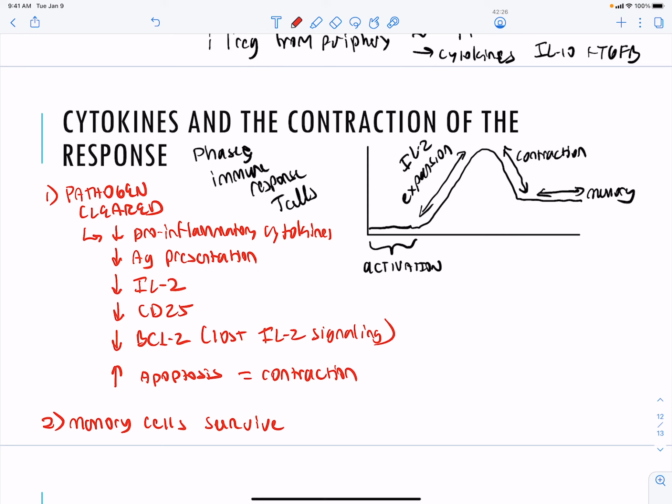Now, is it about location? Do your memory cells survive because they just happen to be where they saw IL-15 and they outcompeted the others? There's not enough IL-15 to go around, so only those that see it are able to survive. And that's still under investigation, exactly who becomes memory and who dies. But for the purposes of this, contraction is going to be driven by apoptosis because you lose the survival signals primarily through the IL-2 high affinity receptor CD25 portion, and then you lose your BCL2 expression.